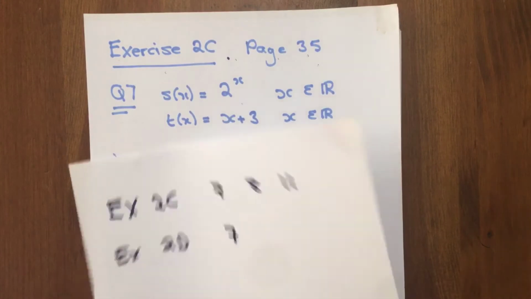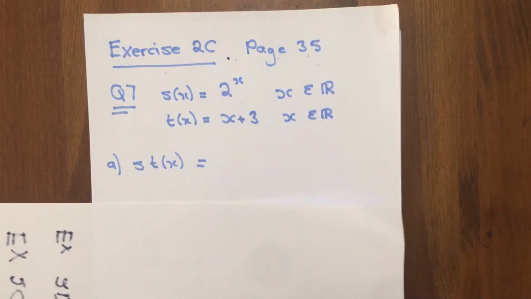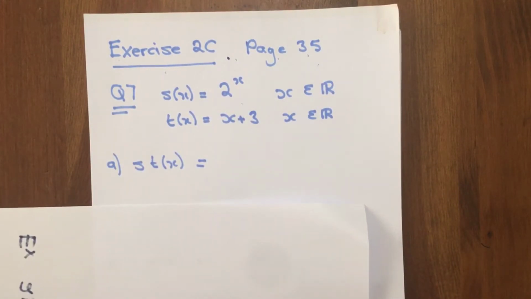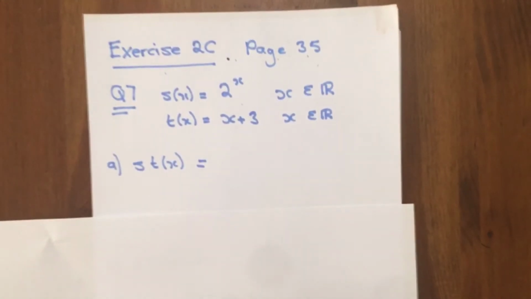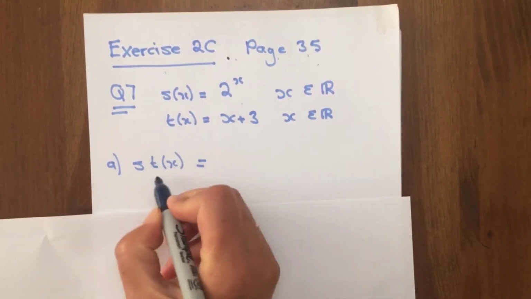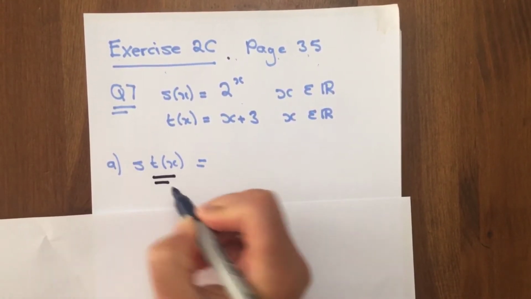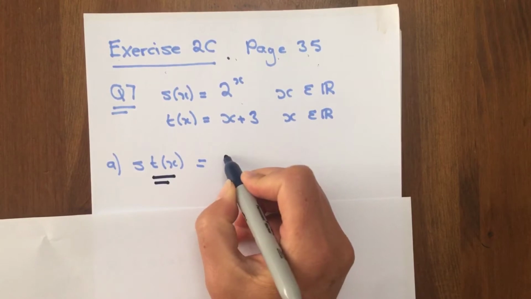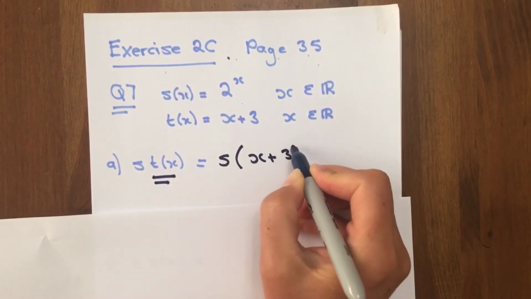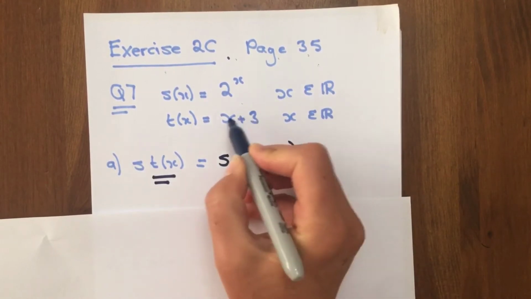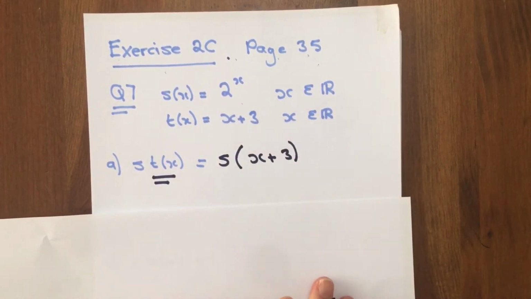Okay, so let's look at this question here from exercise 2C. So this is a composite function, stuff that you did at GCSE, but probably not as complicated as this. So the key is we do S on T of X. So we're going to do S on T of X. So instead of writing T of X, we write what T of X is.